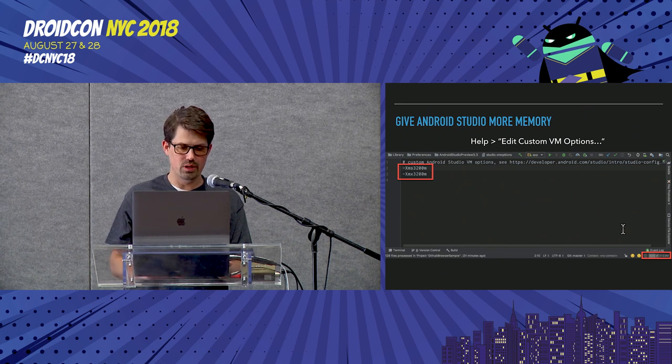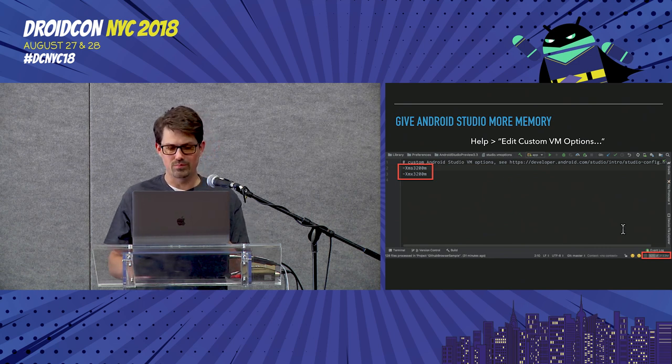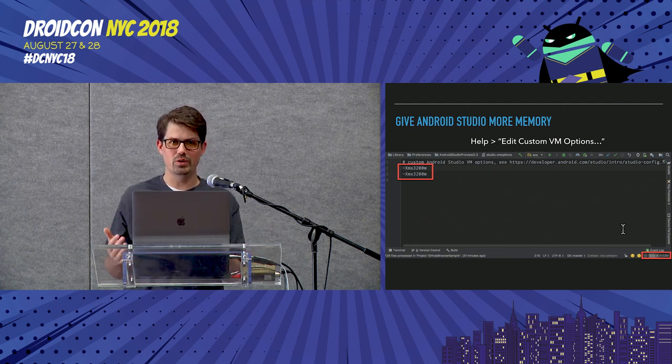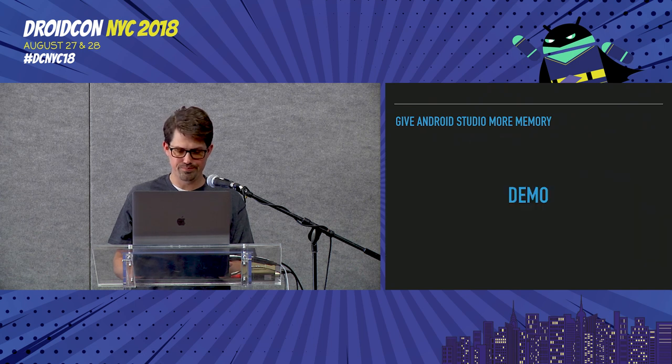that will give you the maximum amount that the JVM that is Android Studio is running on can have. Now, you don't want to give it too much because then it'll compete with your Gradle daemon and other things that are running on your computer for memory and cause other problems, slowdowns in other places. So you want to give it enough memory so that it's not constantly GCing, but you don't want to give it too much memory that it's competing too much with other things on your computer.